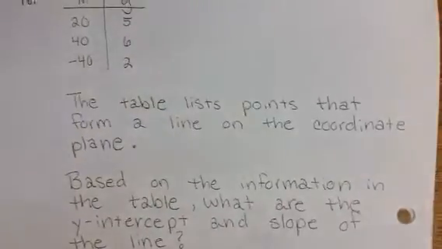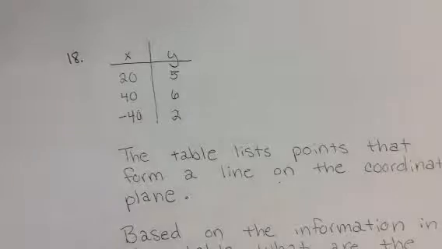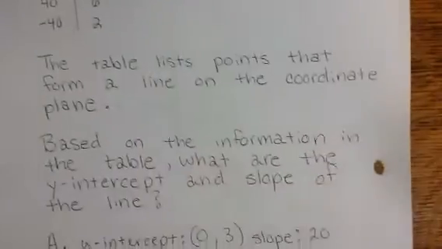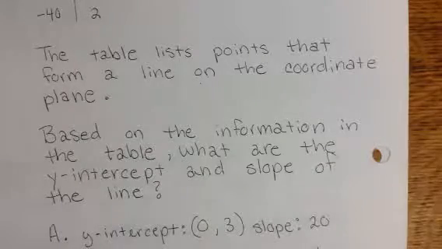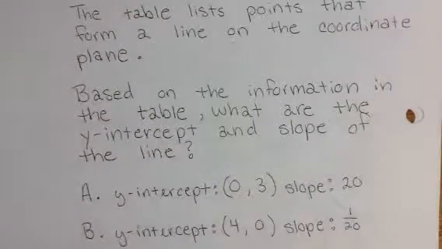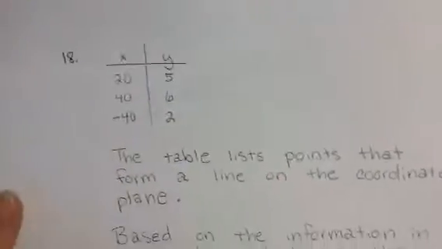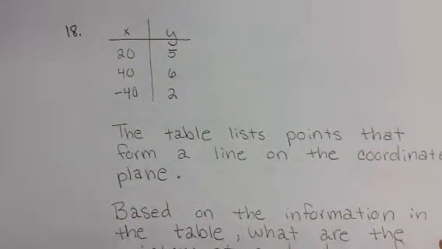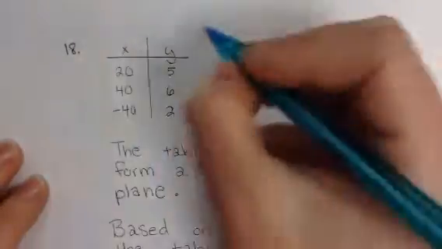Okay. On the back, I see a table of x and y values. The table lists the points that form a line on the coordinate plane. Based on the information in the table, what are the y-intercept and the slope of the line? Alright. We have worked on getting the slope and the y-intercept from a table. You have a page glued down in your journal of how to do this. But I'm going to show you.